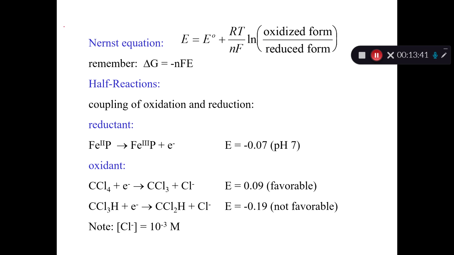Recall from your Gen Chem that there's this thing called the Nernst equation, where there's an electrode potential of a reaction. And the electrode potential is related to the delta G of the reaction. Delta G is equal to n, the number of electrons changing hands, times F, Faraday's constant, times E, the redox potential. And that's expressed in volts or millivolts. So the whole point of E is just a replacement for delta G.